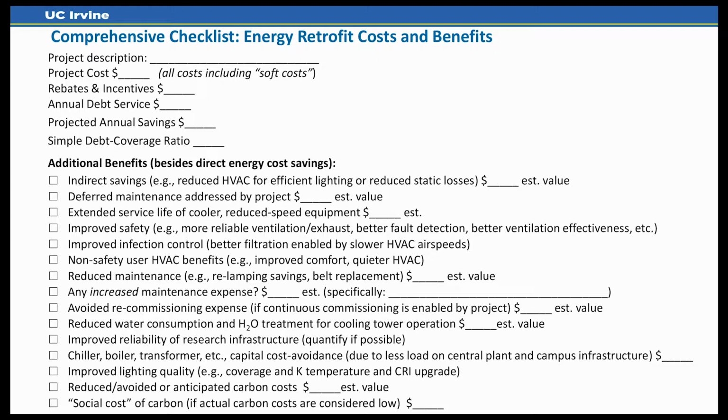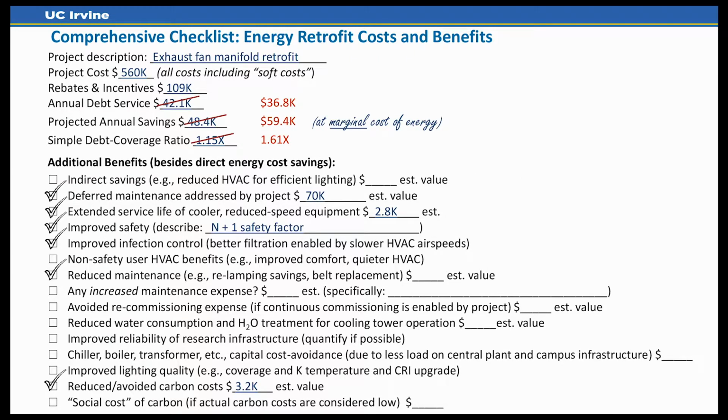Now this is a list that doesn't apply to every project. Some of these things apply more to lighting projects, like reduced HVAC for more efficient lighting. And some of these things are like extended service life of equipment that turns or is hot, like air handlers and motors. And down at the bottom you do see a cost of carbon. There is actually a cost of carbon in California. So that's one of the costs, savings actually, avoided carbon costs.